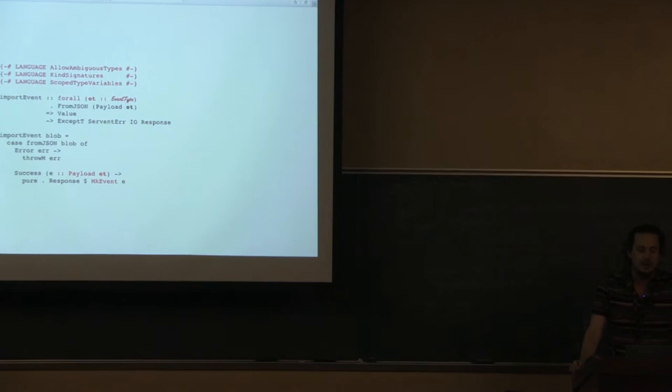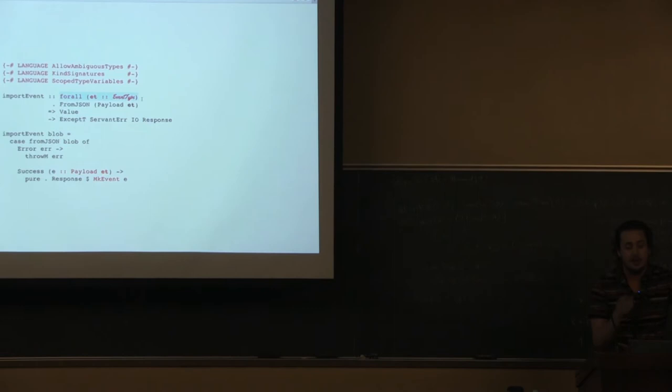And so I say, for any ET of kind event type, we can do this. As long as I have a from JSON instance over that payload, right, I can take a JSON blob and give you back a response. And the logic is not very different. The thing is, I need to annotate what type I expect to get out of this thing, because nowhere at the value level does it now know what type of thing I should be parsing this as. So I say, I have this ET that I've parsed successfully, and it's of type payload ET. I don't know what ET is, but it doesn't really matter. And once I have that, I can stick it into my event type via the makeEvent constructor. And so this is it, right?